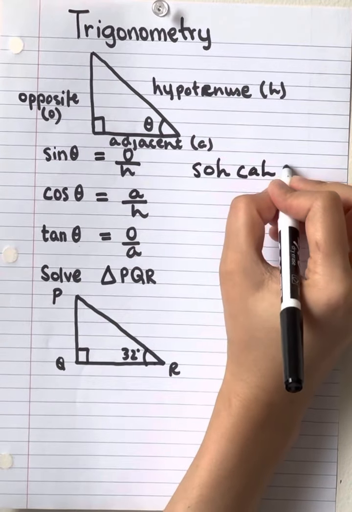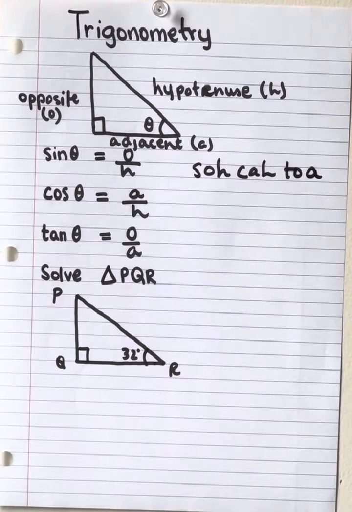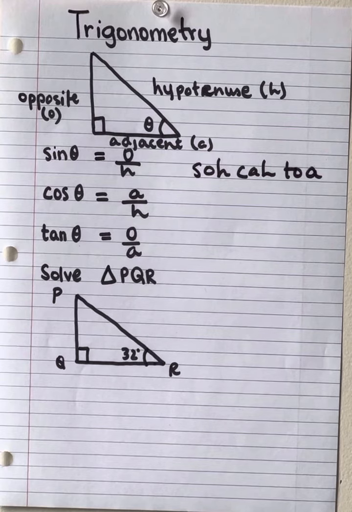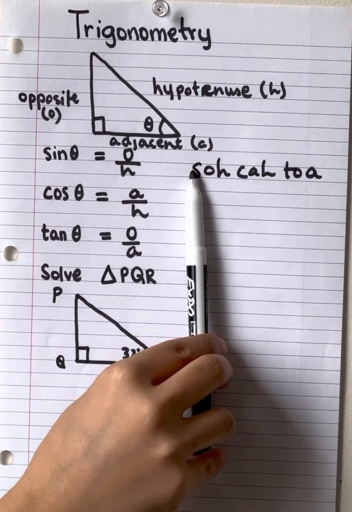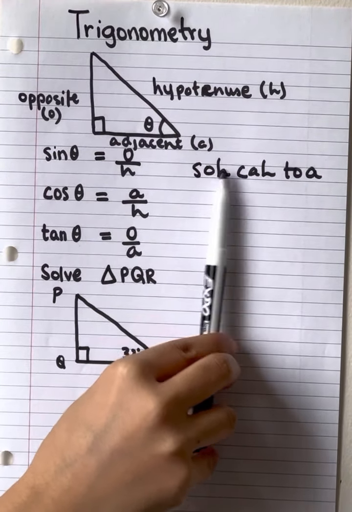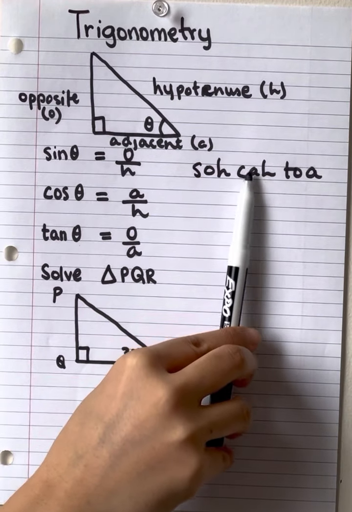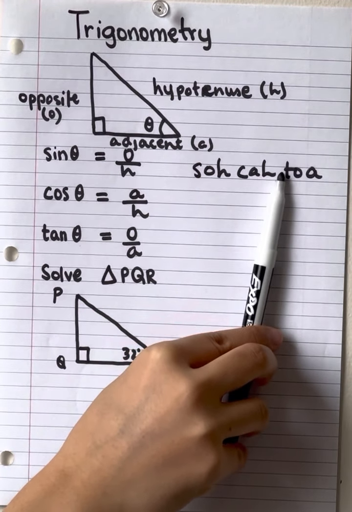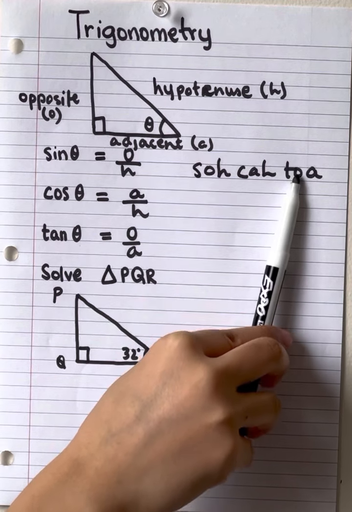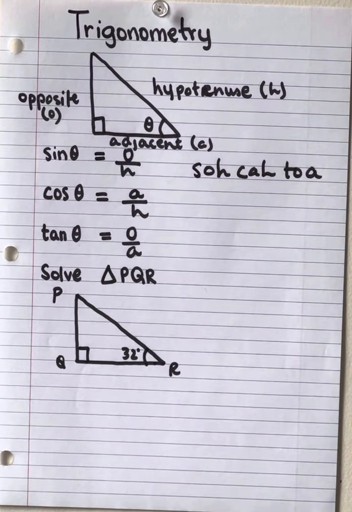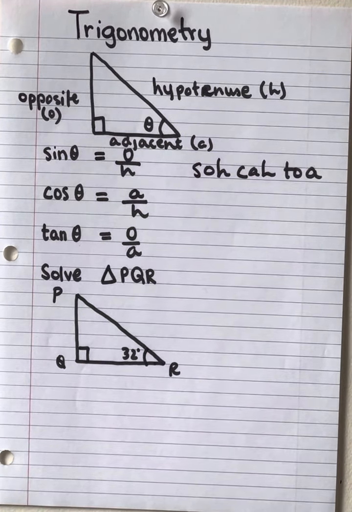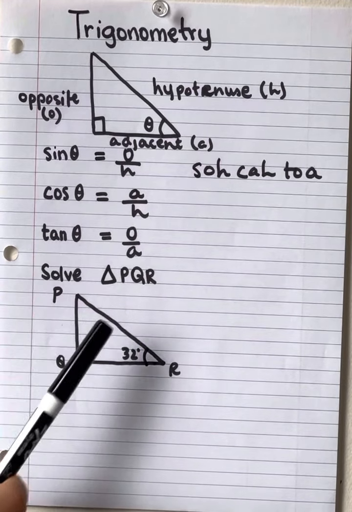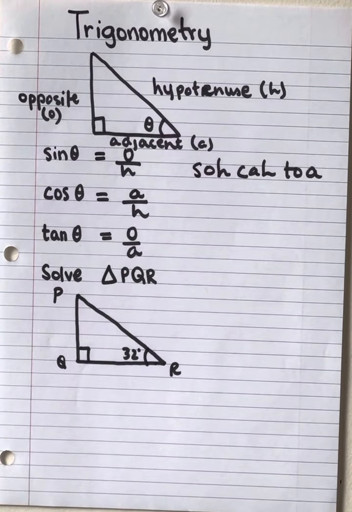So there is a mnemonic to remember these formulas: SOHCAHTOA. So that's how you can remember that sine is equal to opposite over hypotenuse, cosine is equal to adjacent over hypotenuse, and tangent is equal to opposite over adjacent. So here we are going to utilize these formulas to solve for a right triangle.